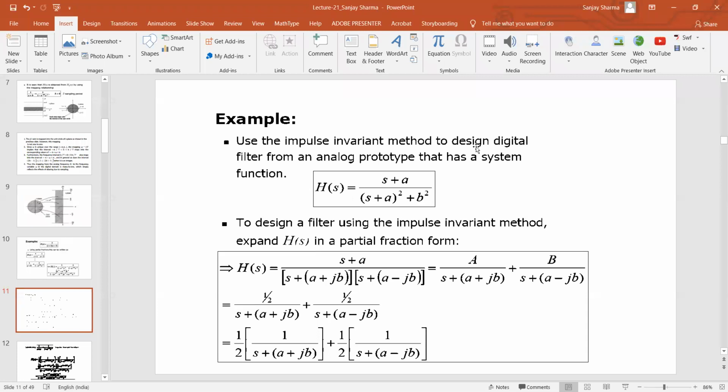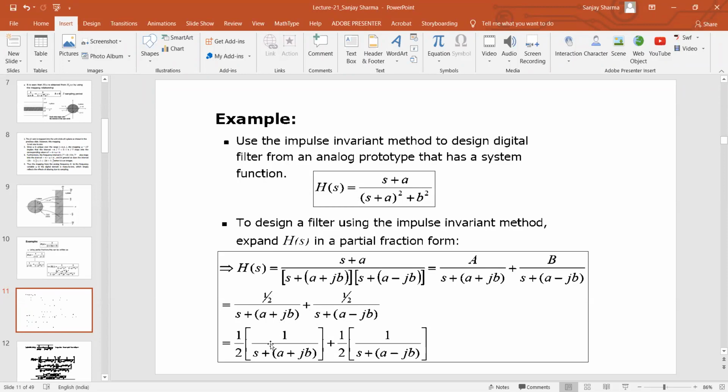Now let us look at one more example. Use the impulse invariant method to design a digital filter from an analog prototype that has a system function. So this is the system function given. To design a filter using the impulse invariant method, expand H(s) in partial fraction form. So we will have to put it in a form from where we can transform it into the digital domain. We solve it using partial fractions. The partial fractions will give me half over s plus this, half over s plus this. These are the roots that I will get.